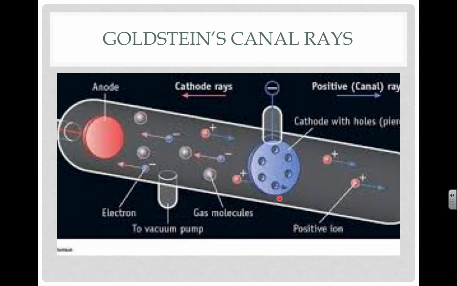That was Goldstein's canal rays, which does the same type of thing, but it has these porous holes right here, and so we're able to figure out the electrons would move towards the anode, and the positive canal rays would move towards the cathode.